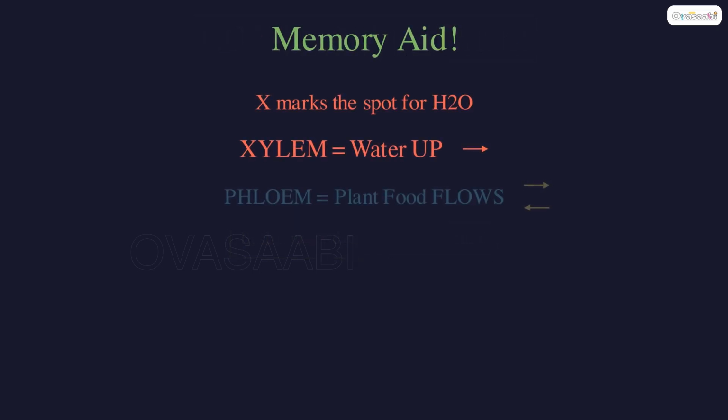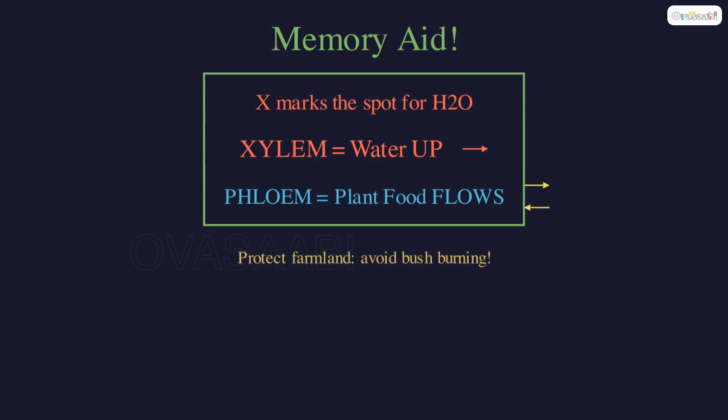Memory aid. X marks the spot for H2O. Xylem carries water up. Phloem, with P, means plant food flows everywhere. Avoid burning farmland to protect these vital tissues.